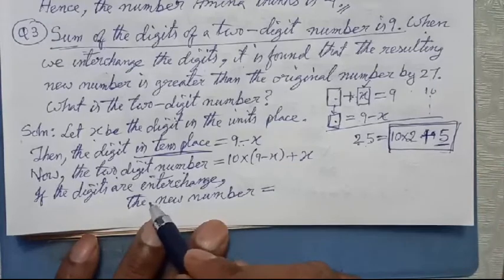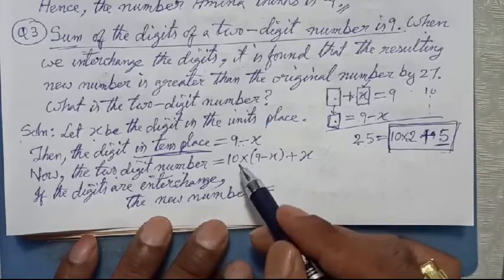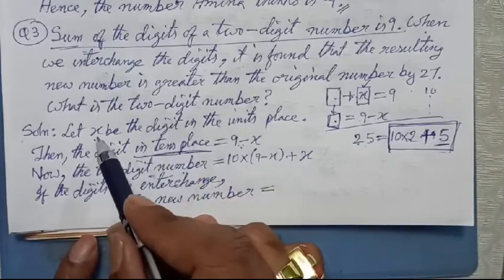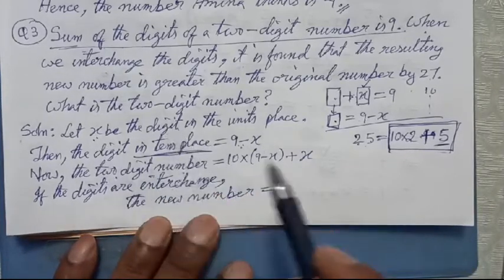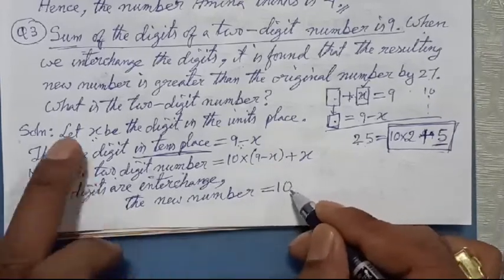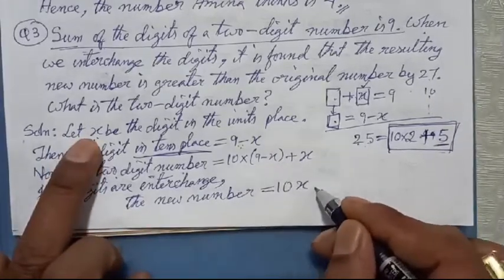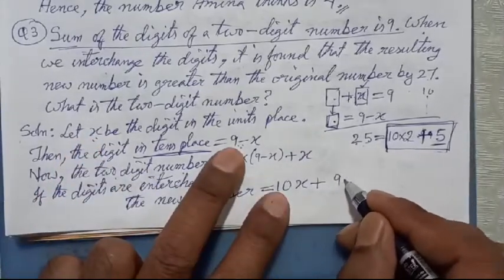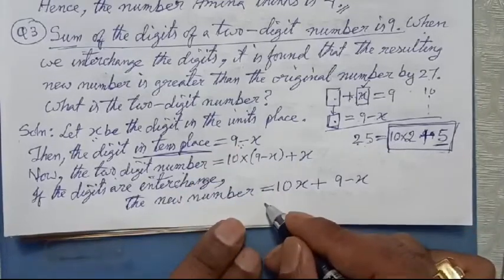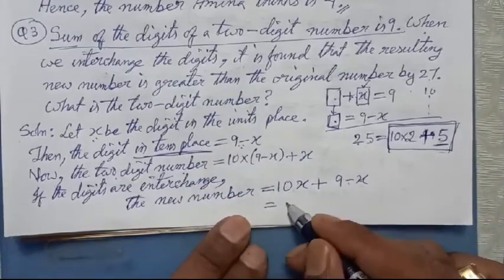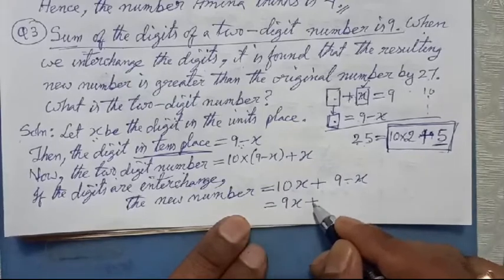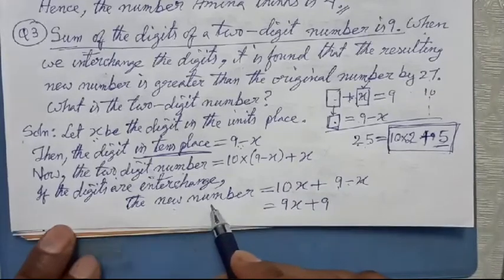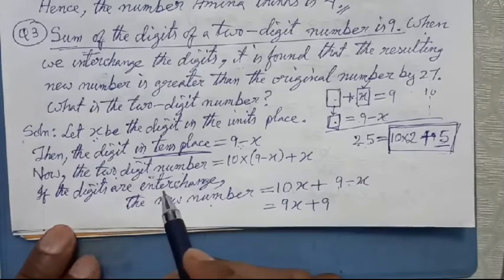If the digits are interchanged, then the tens place digit will become the unit place, and the unit place digit will become the tens place. So 10 will multiply the tens place digit, and we'll add the unit place digit. That means 10 times (9 minus x) plus x... x minus 10x gives minus 9x, so 9x plus 9 will be the new number if we interchange the digits.